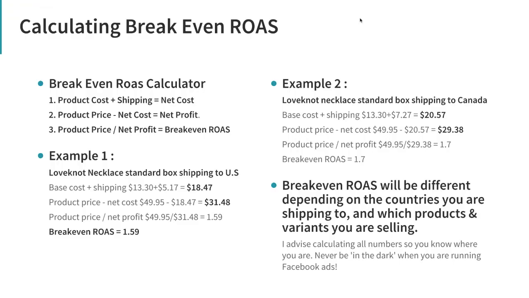That's how to calculate your break-even ROAS on a product and on a variant. I highly recommend working this out for any products you might want to be trying with Shine On, and you could put them in a text file or a spreadsheet or something like that.